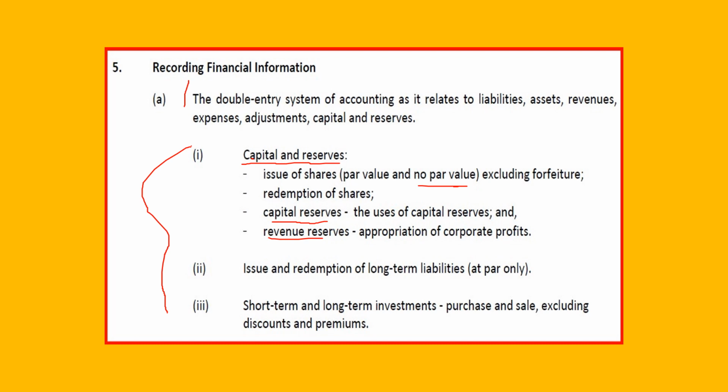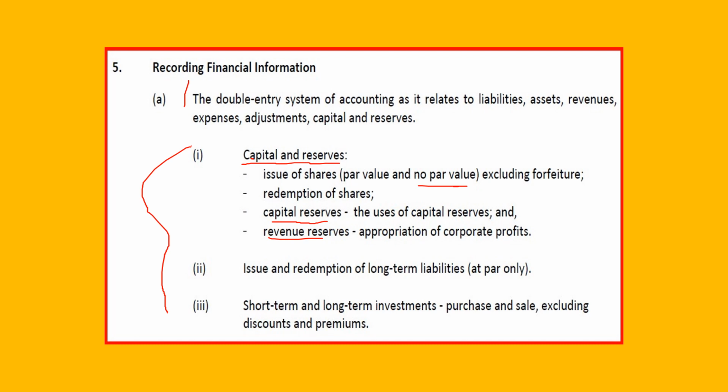The revenue reserves, those that the firm makes through trading in their goods and services, are appropriated from the income statement, right? So those are the revenue reserves, that is things like retained earnings, general reserves, and so on.